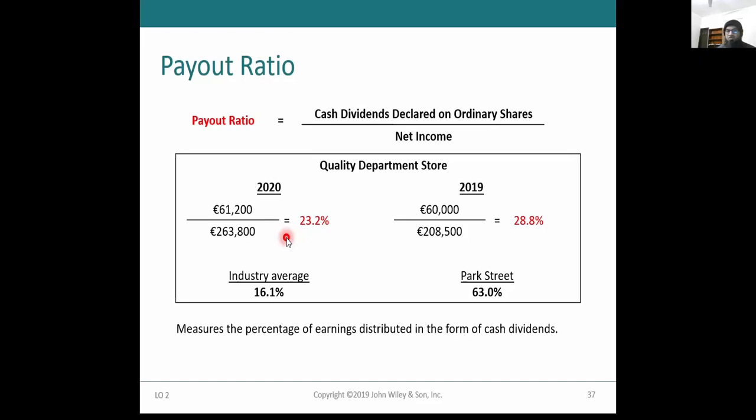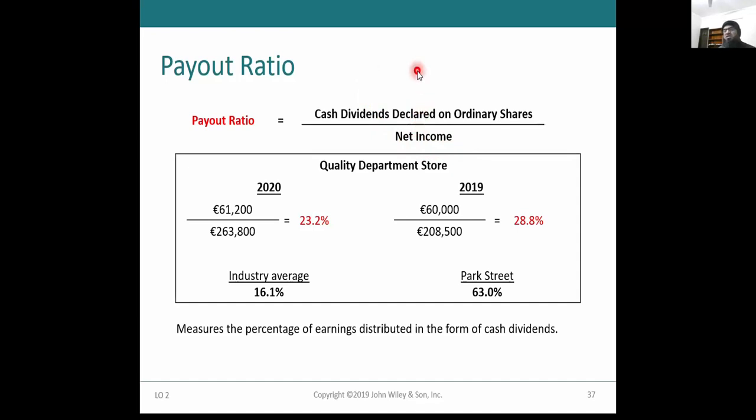Payout ratio, this is the dividend payout ratio. This is the cash dividend declared on ordinary shares upon net income, right? So the dividend payout ratio is the amount of the cash dividend divided by the net income. Remember, the amount of the cash dividend divided by the total ordinary shareholders equity, outstanding shareholders equity, that was the dividend rate, dividend percentage, which we discussed in the corporate accounting. But now the payout ratio is how much of the income you are actually paying out.